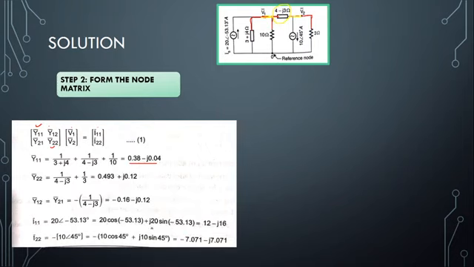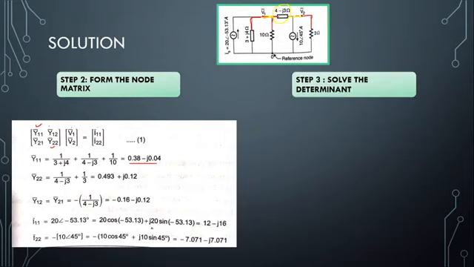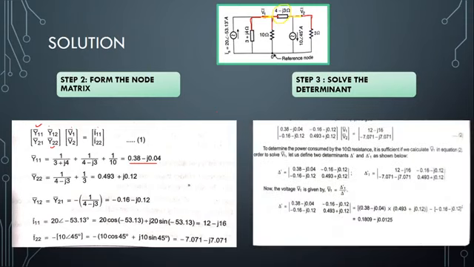Now we have found the elements of the determinant. Next step, we will solve the determinant. We'll fill up the matrix and we will solve the determinant using the same Cramer's rule. So I have filled up the matrix. This is Y11, Y12, Y21 and Y22. V1, V2 we need to find out.